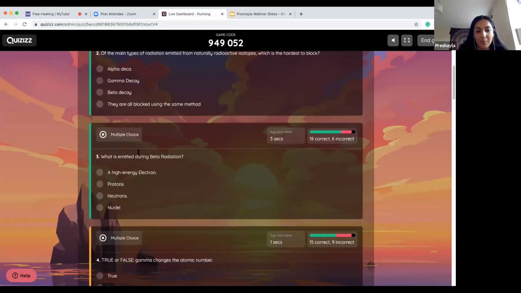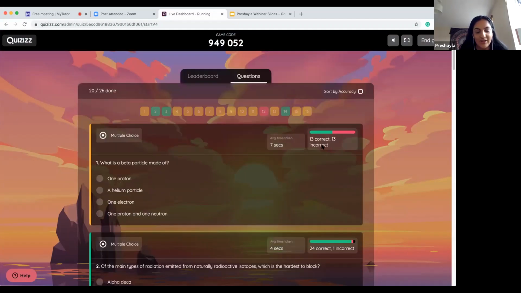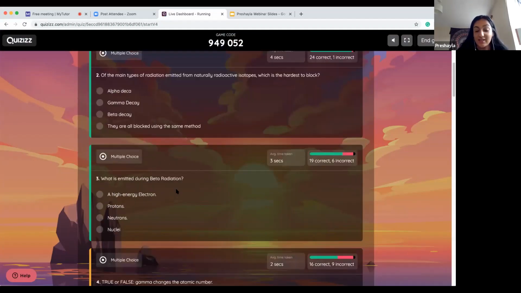What is emitted during beta radiation? Same as before, a high energy electron. So interesting that we got 13 incorrect here and 6 incorrect here. So all it is, is just a high energy electron, just an electron.